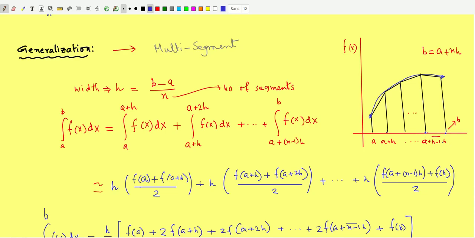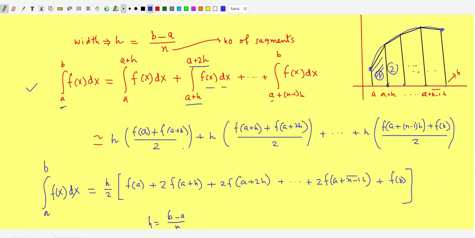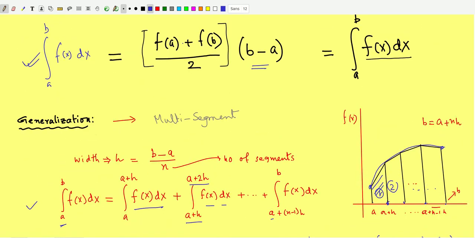multiplied by h. Therefore, I can safely split the integral from a to b of f(x) dx, first from a to a plus h for the first segment, then from a plus h to a plus 2h, and so on, up to the last segment, a plus n minus 1 multiplied by h to b. If we do this integration, we already know that for a single segment it is (f(a) plus f(b)) by 2 times (b minus a), with one end limit a and the other end b.